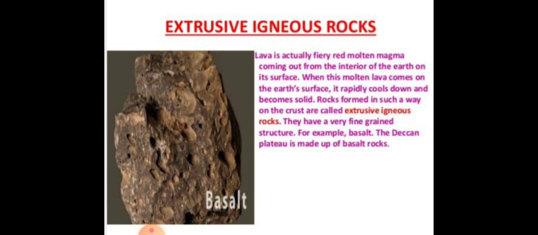Extrusive igneous rock. Lava is actually fiery red molten magma coming out from the interior of the earth onto its surface. When this molten lava comes on the earth's surface, it rapidly cools down and becomes solid. Rocks formed in such a way on the crust are called extrusive igneous rocks. They have a very fine grained structure, for example, basalt. The Deccan Plateau is made up of basalt rock.